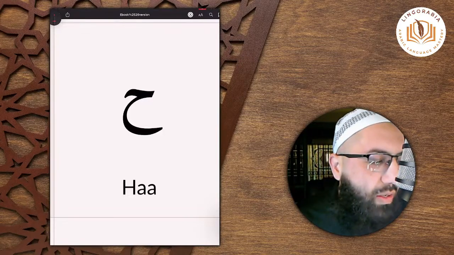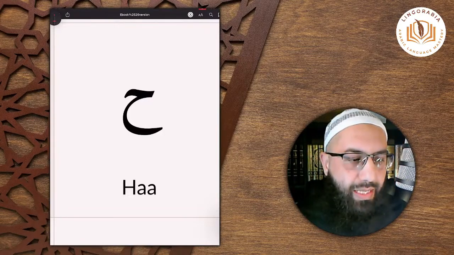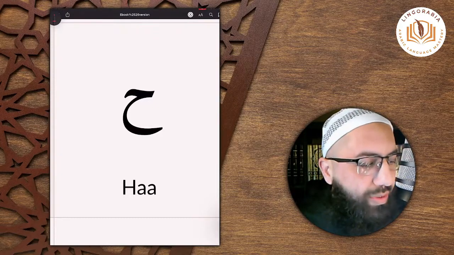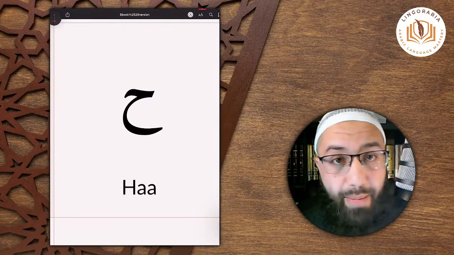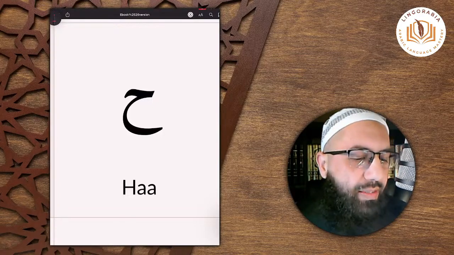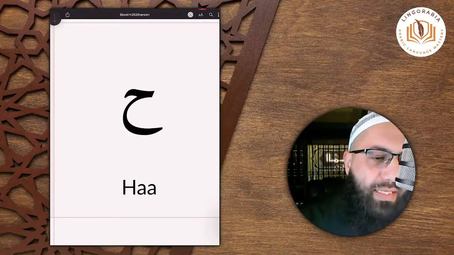So they are very distinct letters. They each have their own characteristics. They are totally different, but the shape is similar, and the only thing that differentiates between them is the dot. Is this clear, brothers and sisters?